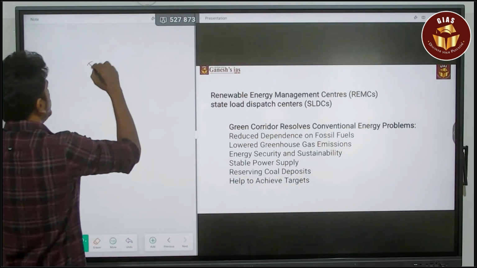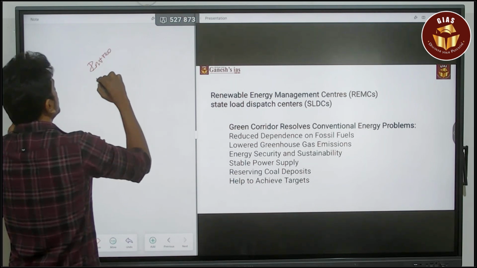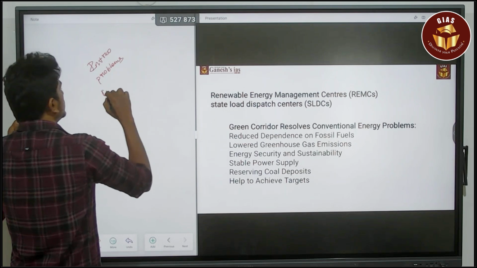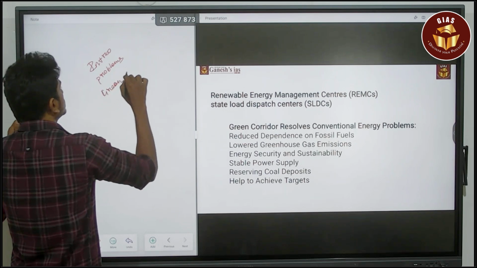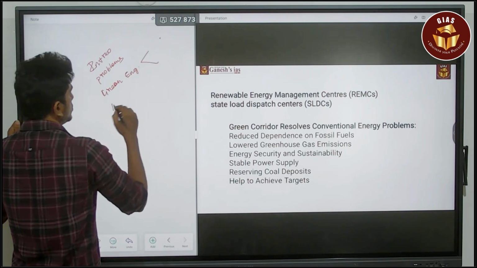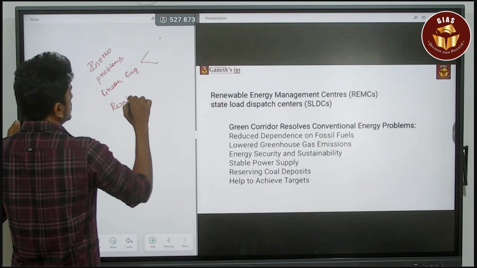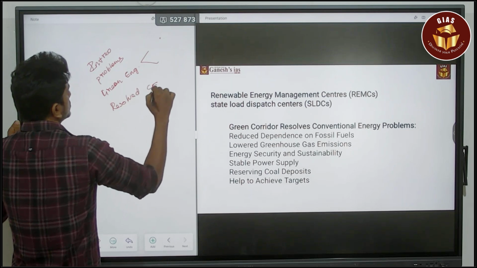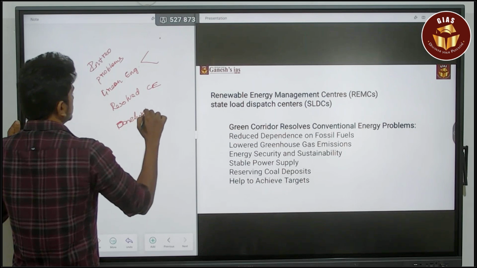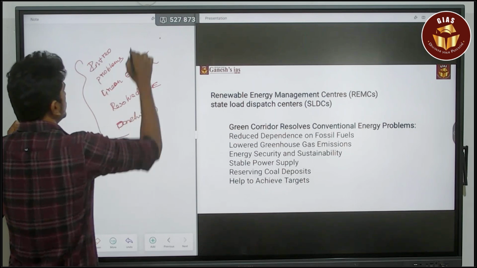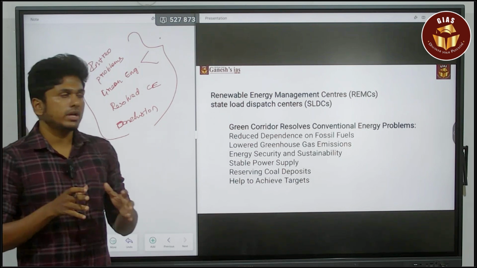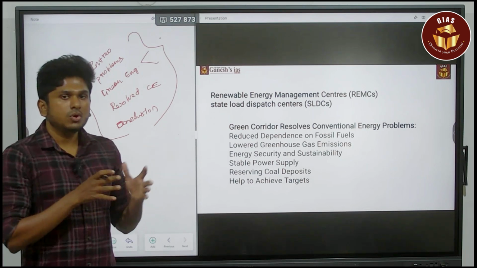So intro, problems, then green energy corridor, the need, and then how it is going to resolve the issues of this conventional energy source, and then the conclusion part. So these are the 5 things you need to focus on in your answer. By that only you can get the whole 10 marks.